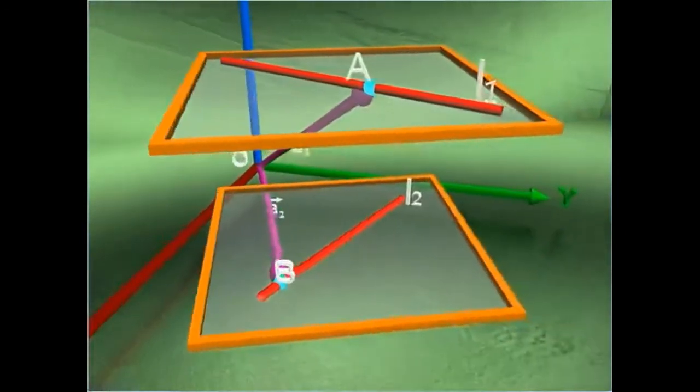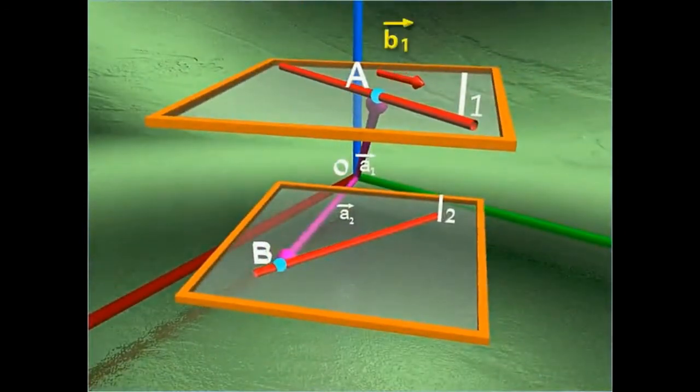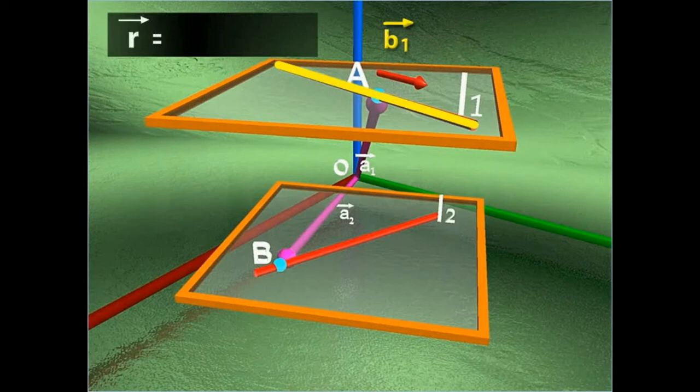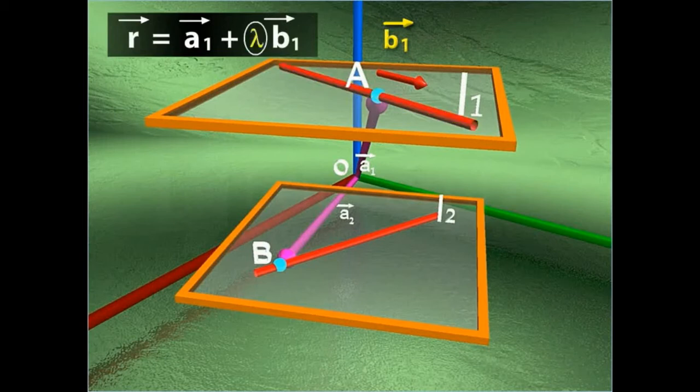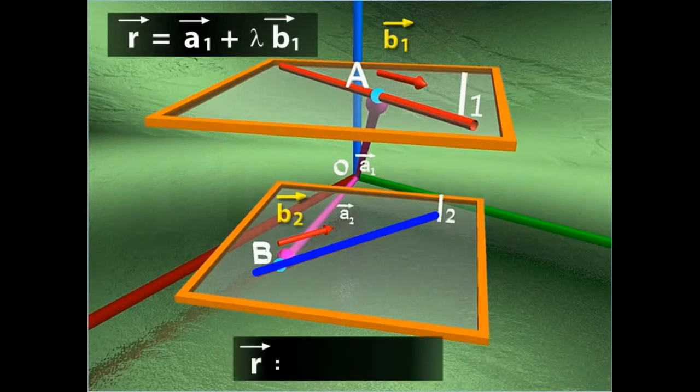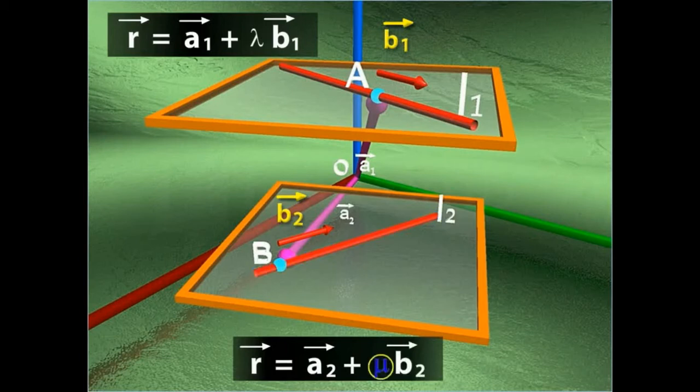Now assume that vector B1 is parallel to the line L1, so that the vector equation of line L1 is given by vector R equals vector A1 plus lambda times vector B1, where lambda is some scalar. Similarly, vector B2 is parallel to line L2, so that the vector equation of line L2 is given by vector R equals vector A2 plus mu times vector B2, where mu is some scalar.